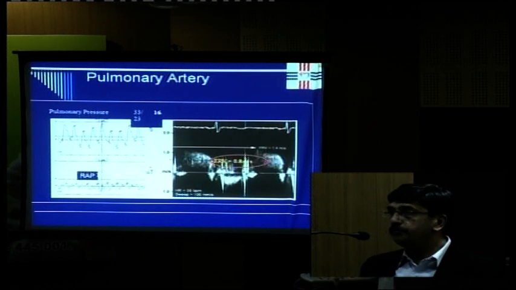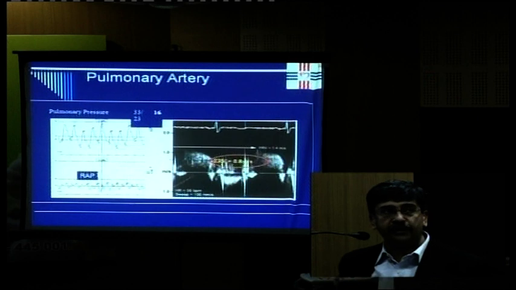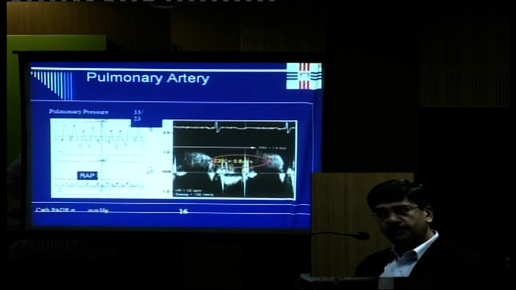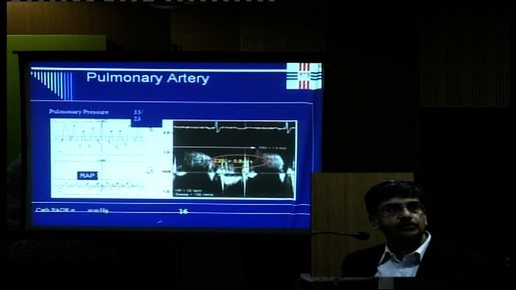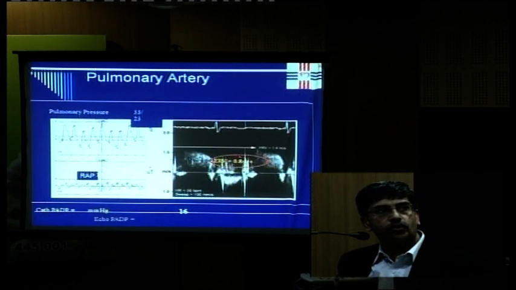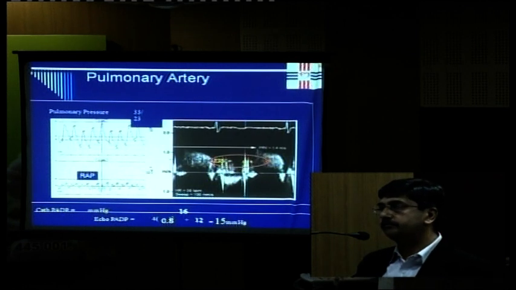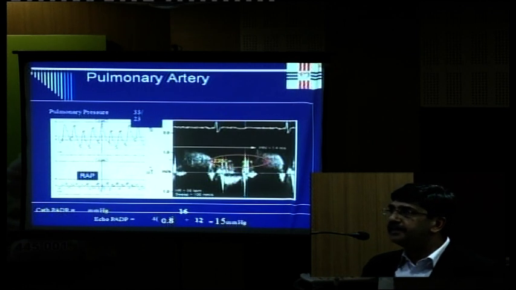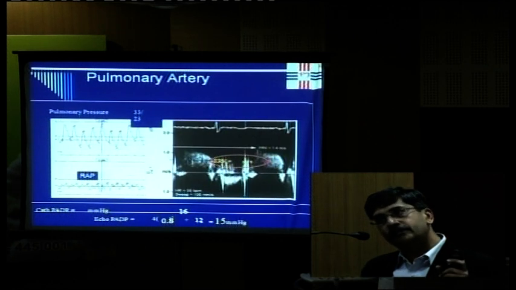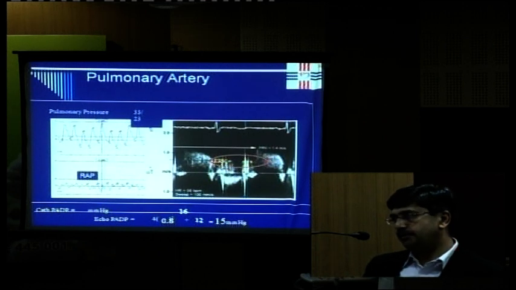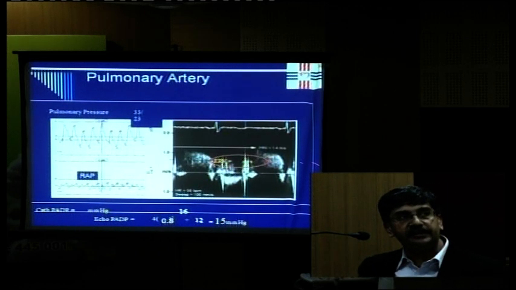Pulmonary artery diastolic pressure now would be by this formula, simple, 4V square. Everything in echo is Bernoulli. 4V square of this, 4V square plus RA pressure, which is equal to 15. So pulmonary artery diastolic pressure is equal to 4V square of pulmonary artery end diastolic velocity plus RA pressure. This is pulmonary artery end diastolic pressure.